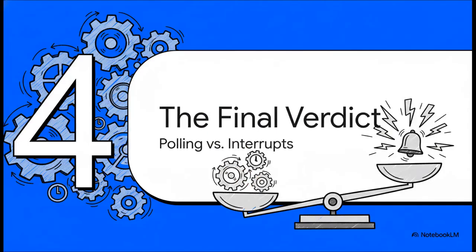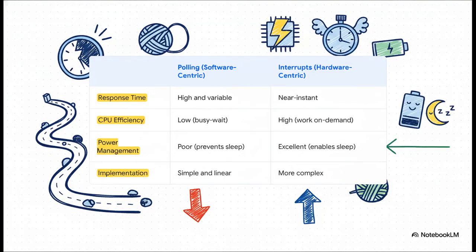So we've seen our two contenders. In one corner, we have the relentless checking of polling. In the other, the on-demand signal of interrupts. Let's put them side by side for the final verdict. And this table really tells the whole story, doesn't it?